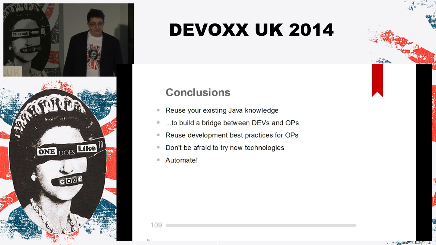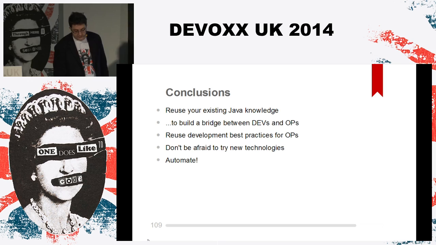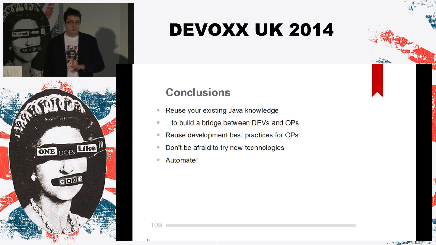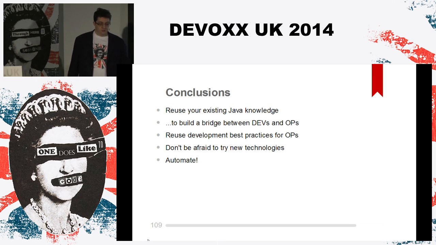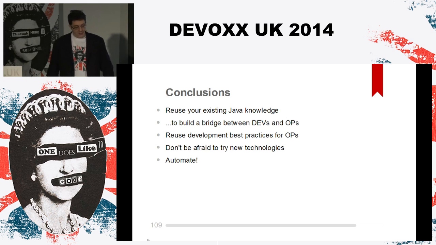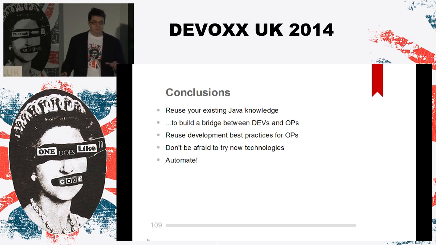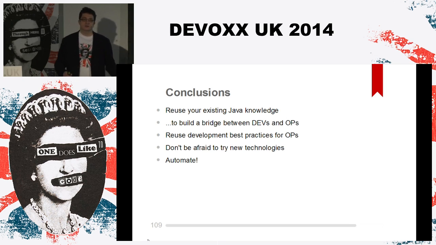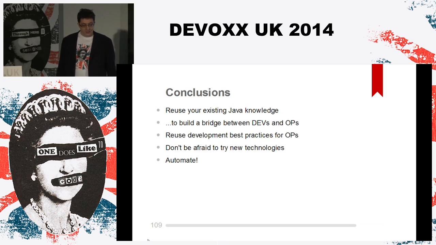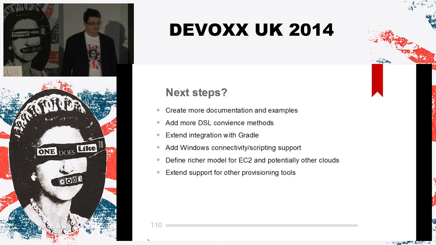So to conclude, what we achieved during the last few years is that we're trying to reuse the existing Java knowledge that our team had. We're trying to build a bridge between devs and ops, and to make some trade-offs, like using Puppet instead of trying to write something new. And we try to reuse the same practices we use in software development. Also, we try to apply them to operations, and we're not afraid to try new technologies, and we try to automate as much as we can.